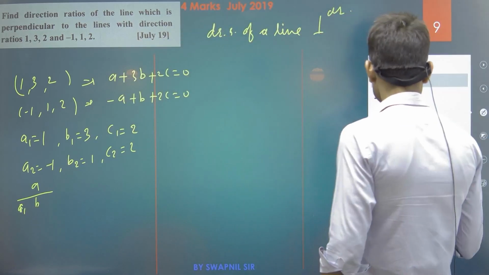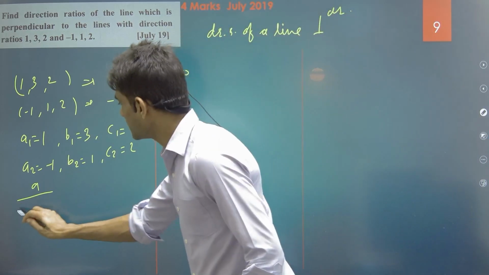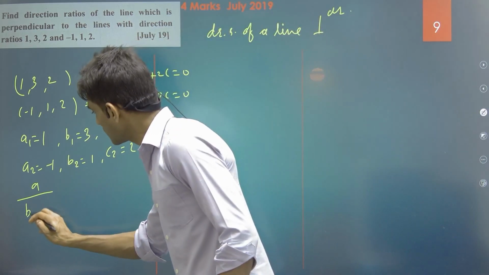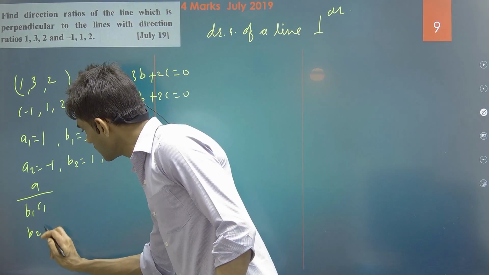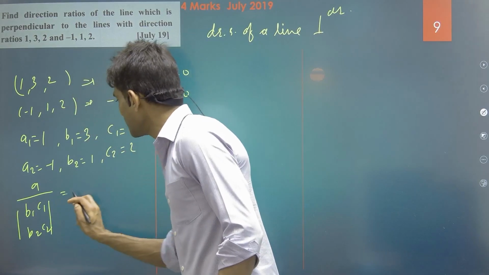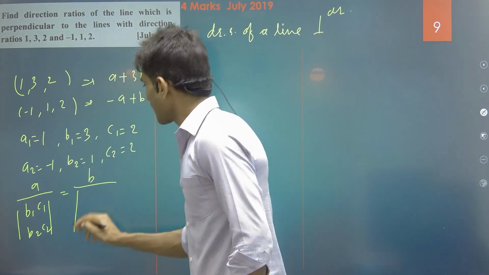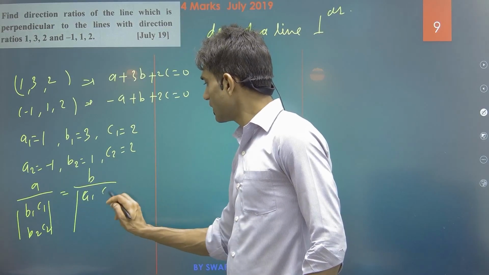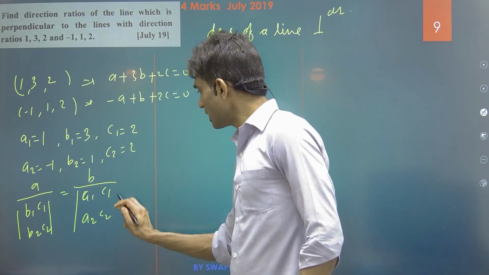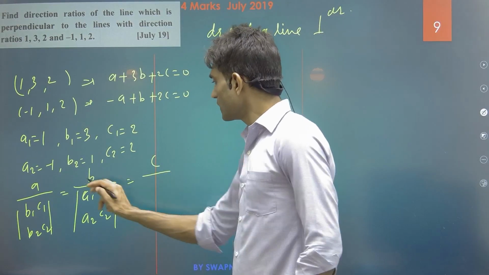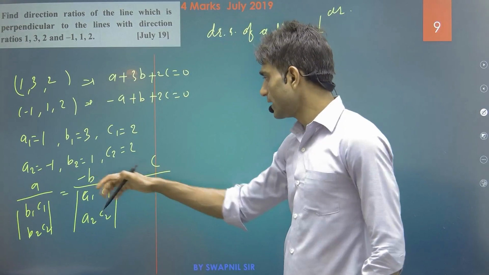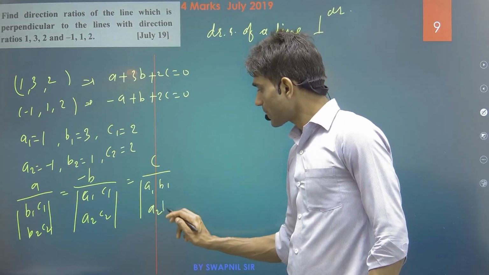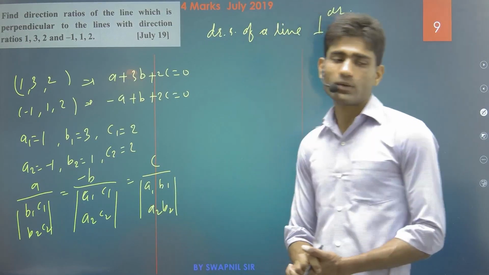Okay, so b1 c1 b2 c2 under the determinant here, this one is for a. Similarly, b upon c1 a1 c1 a2 c2 here. Similarly, c upon, with a negative sign coming for b, a1 b1 a2 b2 here. These three are the values here.